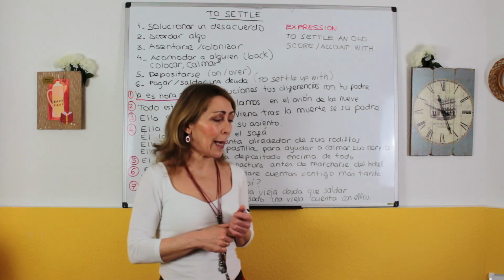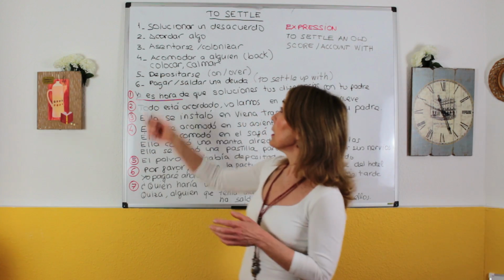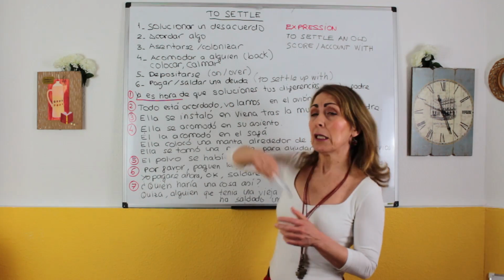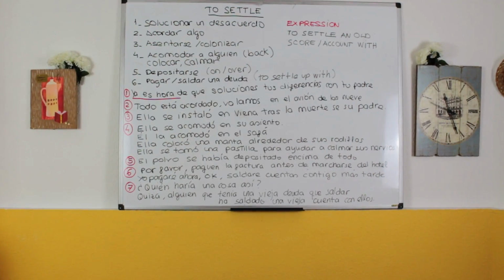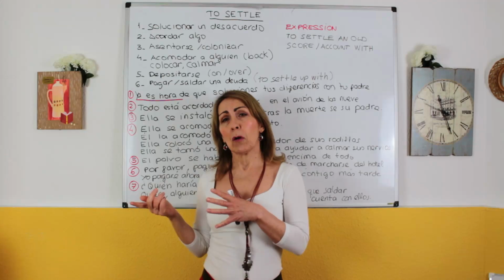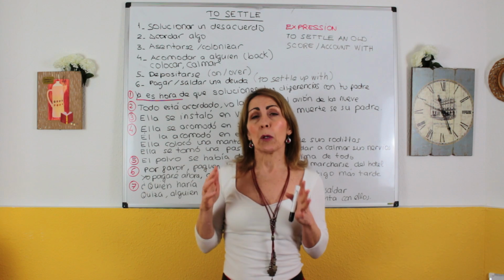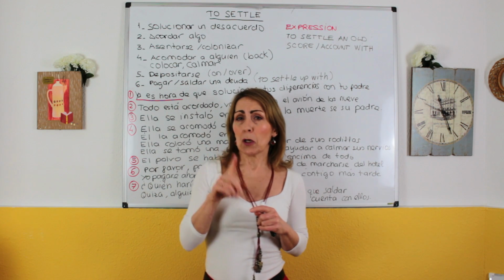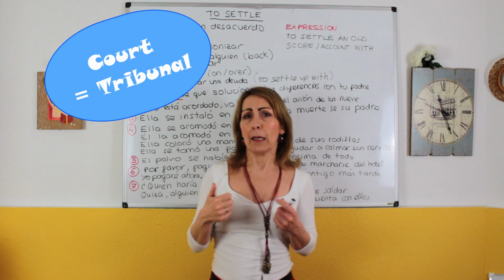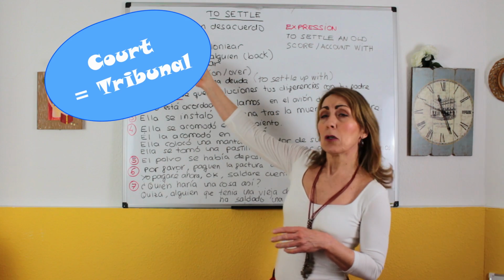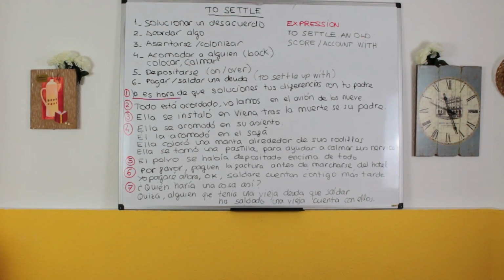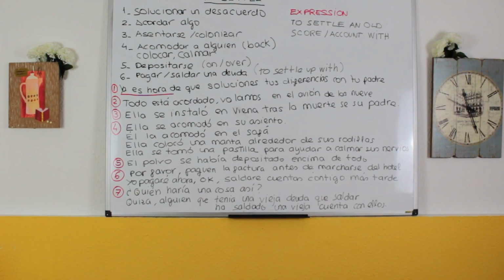Now we are going to look at the different meanings. The first one is to put an end to an argument. In Spanish, solucionar o arreglar. We can say to settle out of court, which means to come to an agreement without going to court. Court is tribunal. The second meaning is to decide or arrange something, and in Spanish, acordar algo.